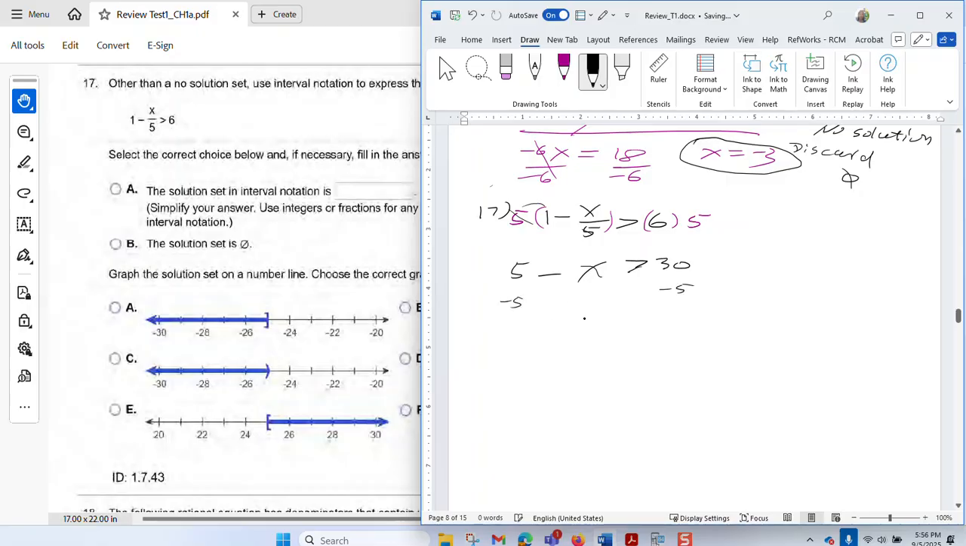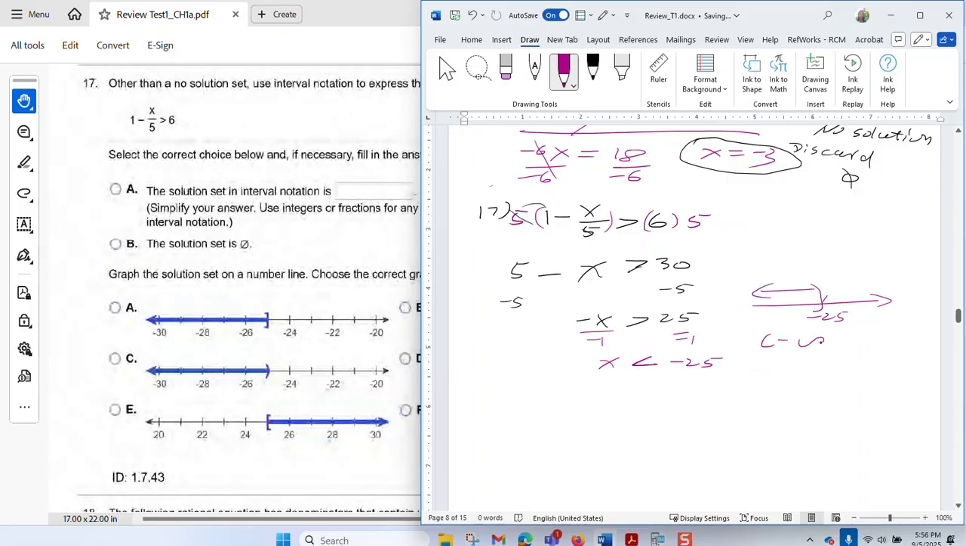Now I have to multiply or divide both sides by -1, so that means I have to change the inequality direction. So x will be less than -25. Less than is going to the left-hand side, so the interval will be from -infinity to -25.